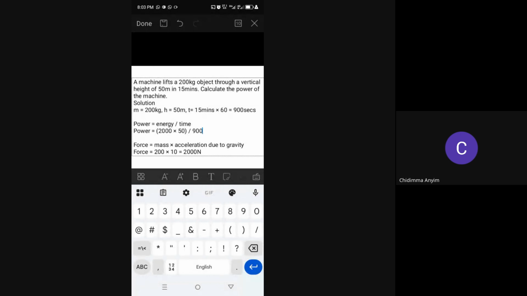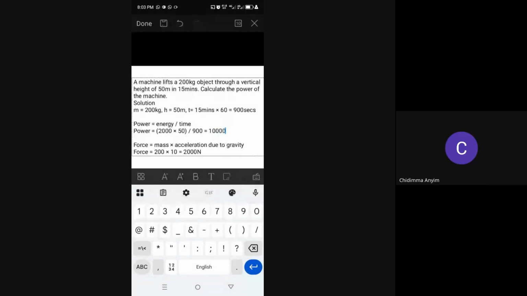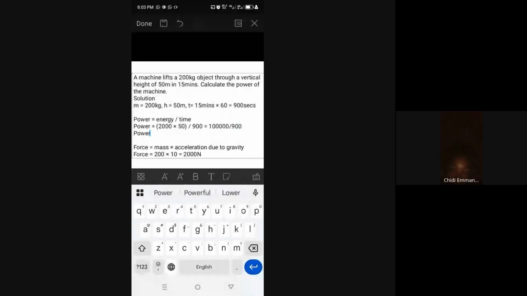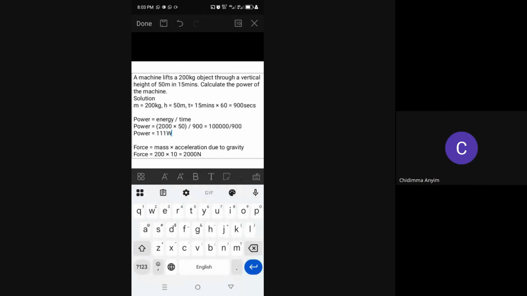What are we going to have? 2000 times 50 will be 100,000. 100,000 divided by 900 is 111.111. Okay, you've already divided, right? So we can just say the answer is 111 watts. Please, who doesn't understand what we have just done?